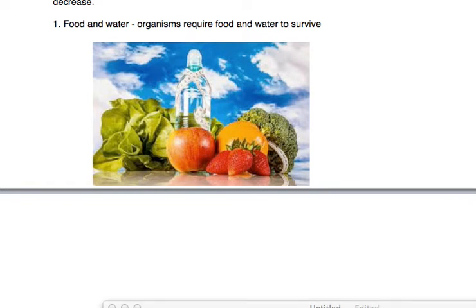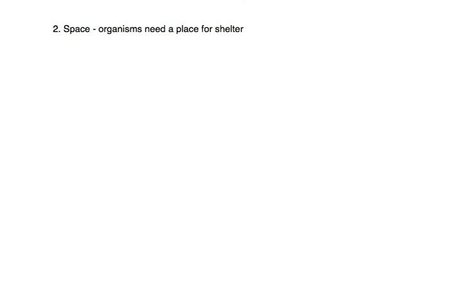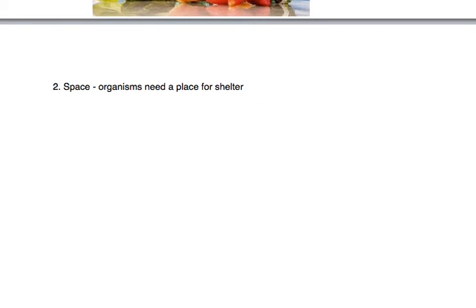The next limiting factor is space. Organisms need a place for shelter. They need a place to be able to find food, to find water. And if they don't have enough space, they can't stay in an area. There's only so much room. And so if it's overcrowded for some reason, or maybe they outgrow their space, they might have to leave. Or again, if it's an organism that does not move, it might die.